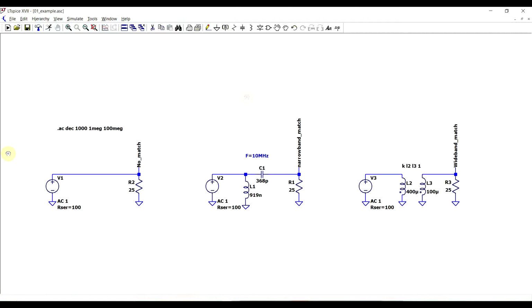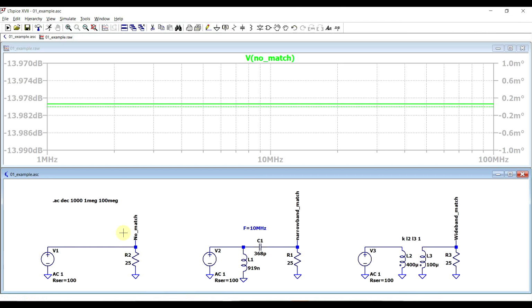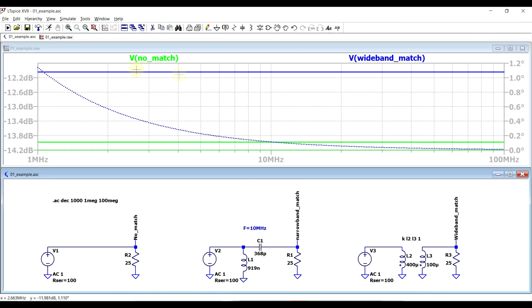So for this, I prepared a set of circuits where the signal source has 100 ohms of impedance, and then the load is 25 ohms. If we run the simulation to look at the various responses, when there is no match, we have a certain level of output signal. When we have a wideband matching, so for example using a discrete transformer, we have a much higher response.